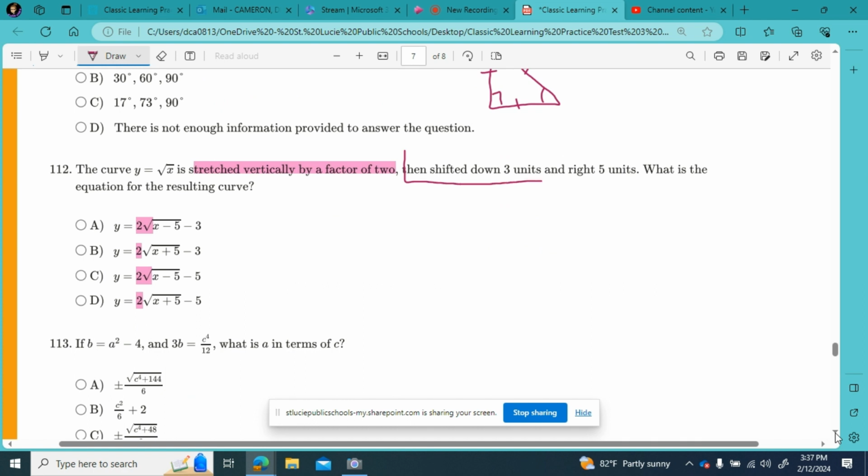Shifted down 3 units. That's going to be where you subtract 3 on the end, not 5. And then shifting to the right by 5 units. When we do this, right, you've got your graph of your line, whatever it may look like, and you're shifting it to the right by 5 units. Whenever you do this, you actually wind up subtracting that from your x, so x minus 5. So our answer is A.